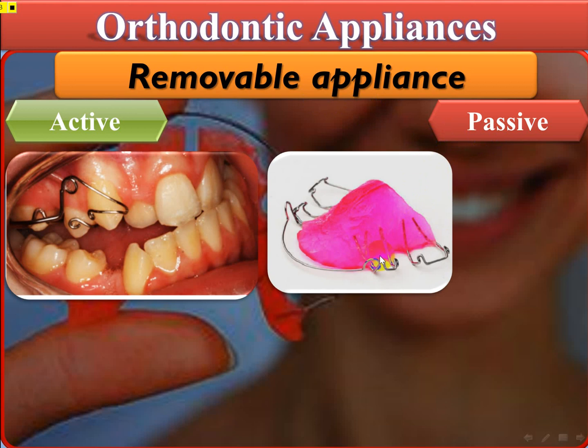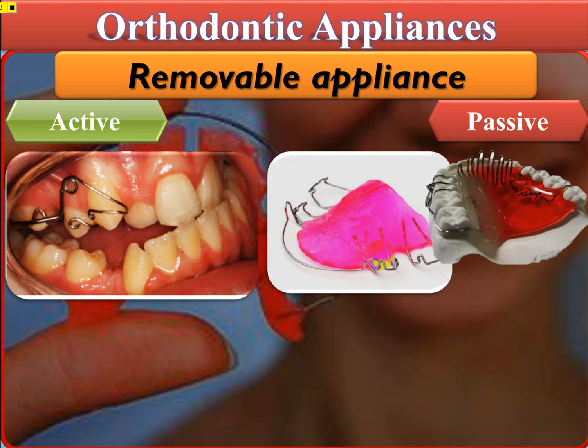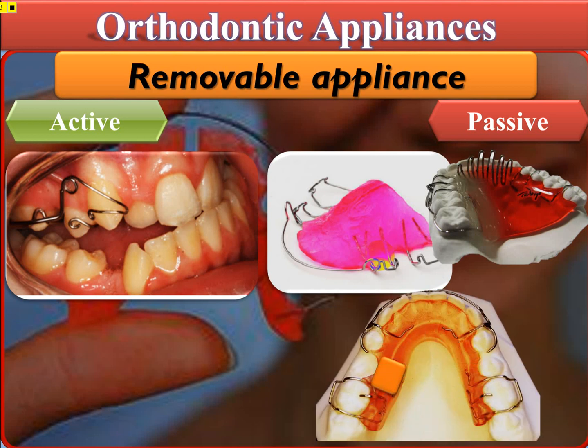Another passive removable appliance is the habit breaker, which is the appliance used to break any bad oral habit like thumb sucking, tongue thrusting, etc. The other passive removable appliance that does not create tooth movement or force is called a space maintainer, which is used to keep the teeth in their places and prevent drifting of the teeth into the extraction site after the early exfoliation of the primary teeth.